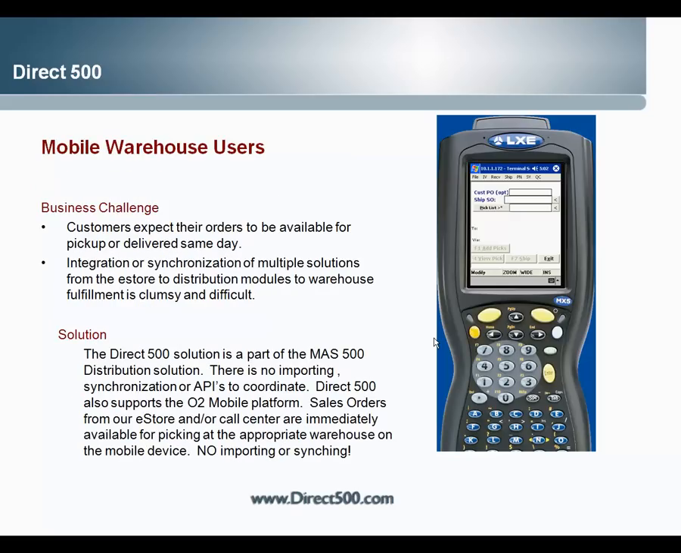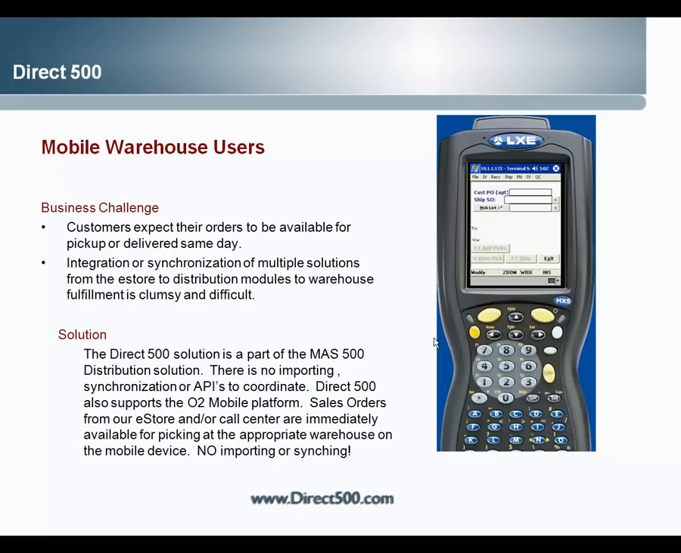Now the other is allowing us to pick it quickly and having it integrated out into our warehouse management solution. A lot of solutions in this area do a lot of importing or synchronization on a timed event, and all of that becomes very clumsy, difficult to manage, and anytime you want to change anything can really foul things up. So customers today expect to be able to place their order online and pick it up or have it delivered the same day as long as they meet a time frame window. And the Direct 500 solution allows us to do that.